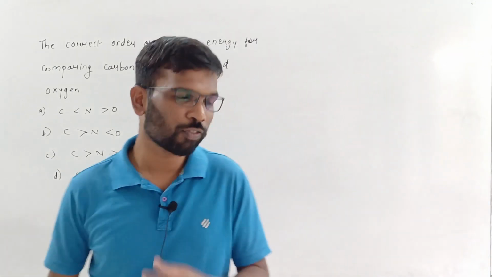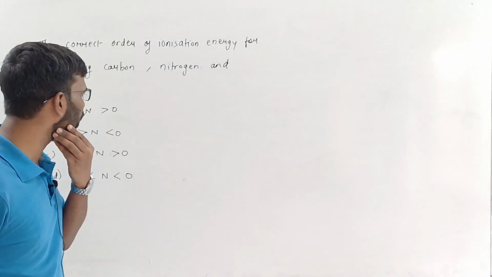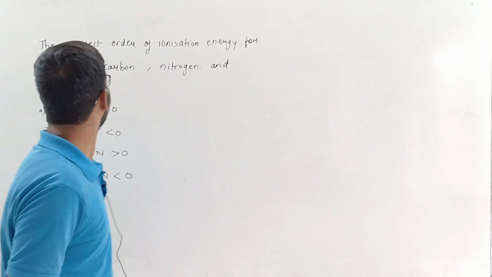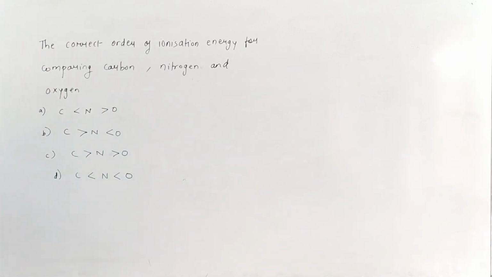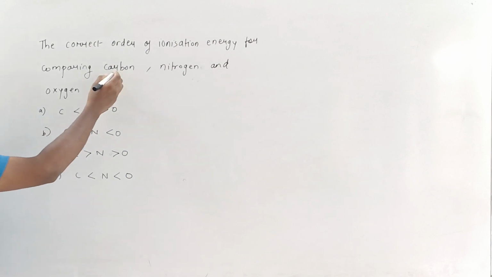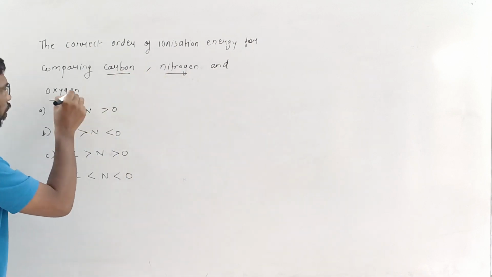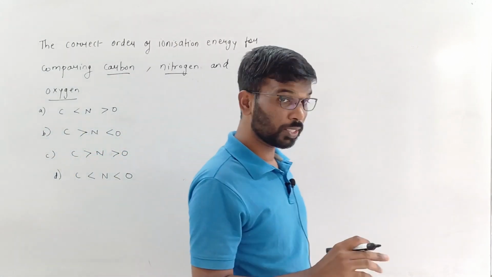Here is a good question from ionization enthalpy. The question asked is the correct order of the ionization energy for comparing carbon, nitrogen, and oxygen. Which of the following options is correct?